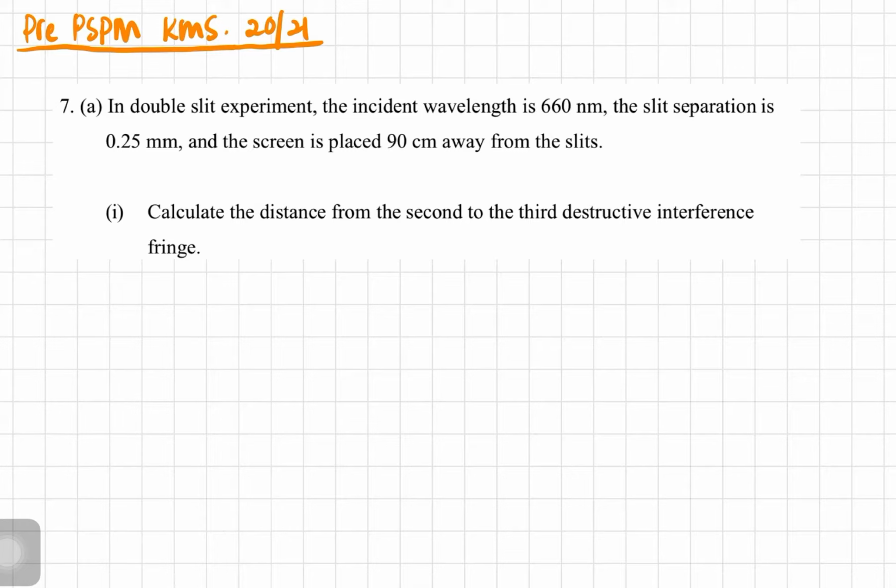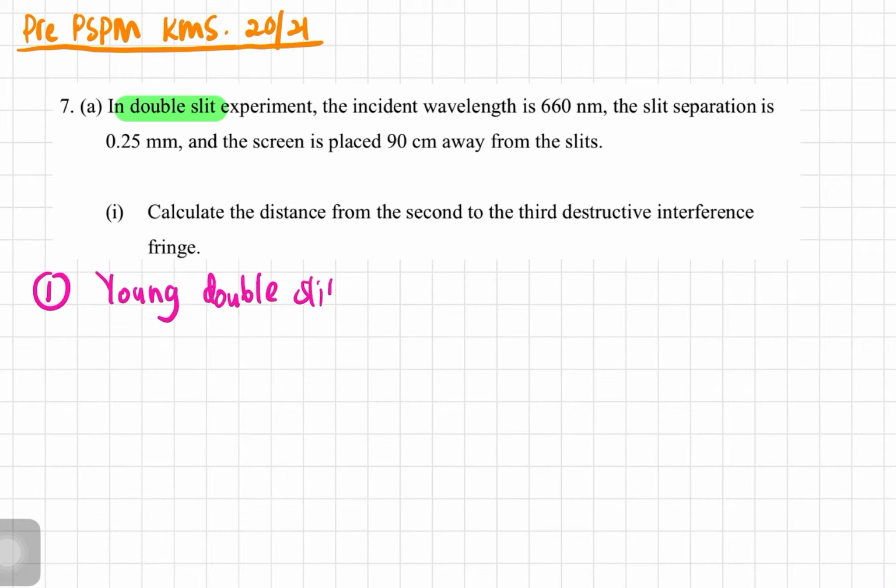If you go through the question, in double slit experiment, the incident wavelength is 660 nanometer, the slit separation is 0.25 millimeter, and the screen is placed 90 centimeter away from the slit. So for this one, which case do you think it is? As I said, the question is going to give you everything you need. There's nothing wrong with the question, just that you didn't know. So this is Young double slit.